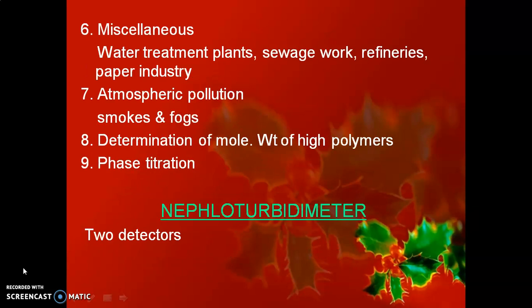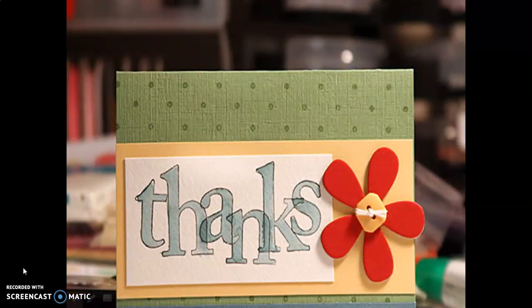Then water treatment plants, sewage works, refineries, paper industries, in all of these we can use this technique. In atmospheric pollution, for determination of smoke and fog, we can use the turbidimeter and nephelometer. For determination of molecular weight of high polymers, it is used a little bit. For phase transition studies, it is also used a little bit. So this is about nephelometry and turbidimetry.